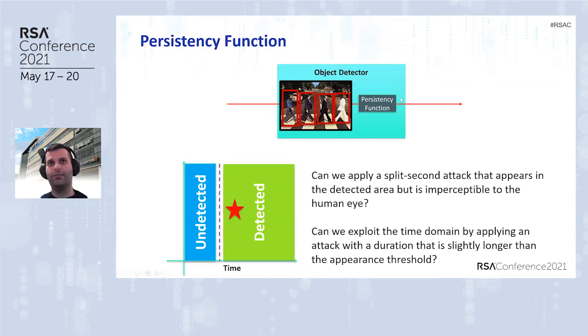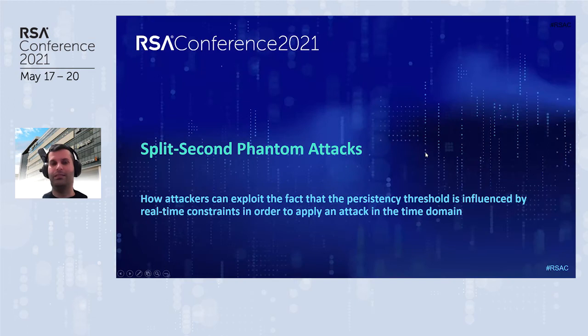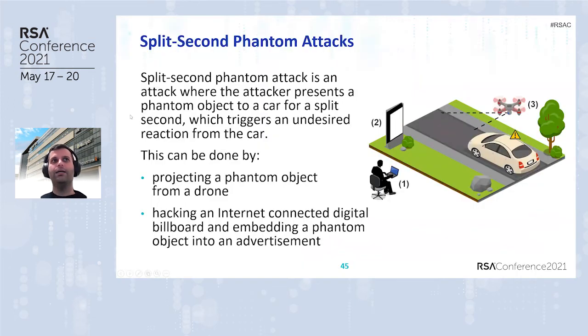And this is where we will start to discuss split-second phantom attacks. A split-second phantom attack is an attack where the attacker presents a phantom object to a car for a split second, and this phantom triggers an undesired reaction from the car. This can be done by projecting the phantom object from a drone, or by hacking an internet-connected digital billboard and embedding a phantom object into an existing advertisement.